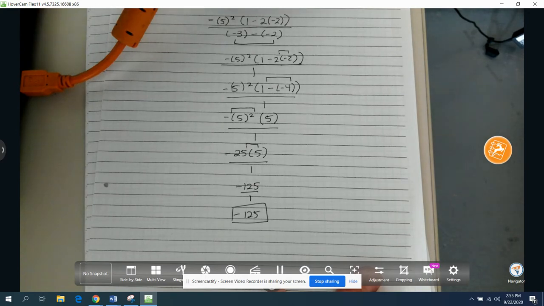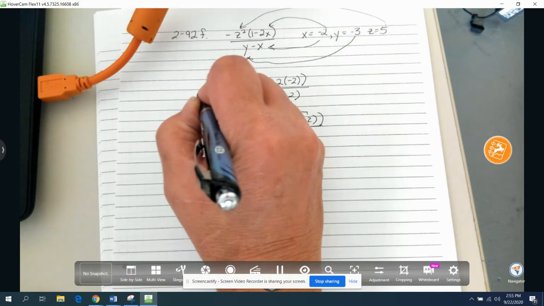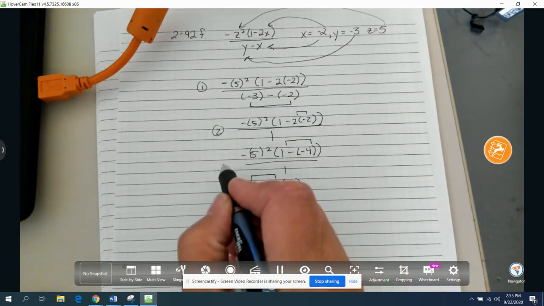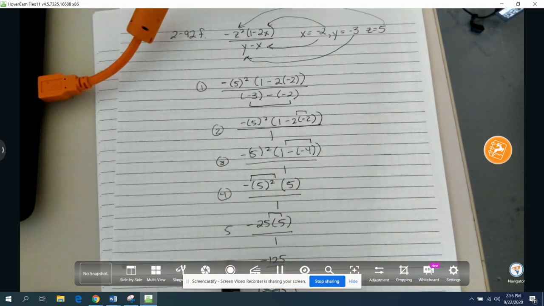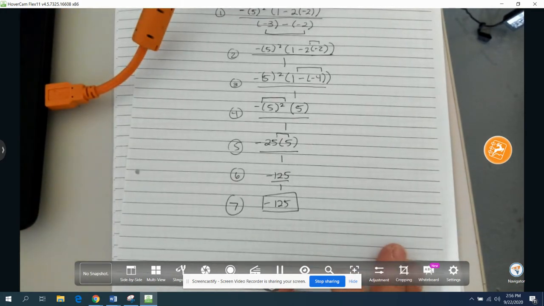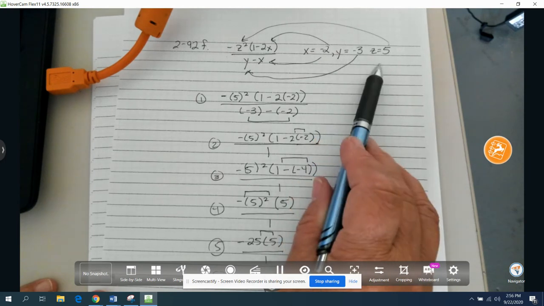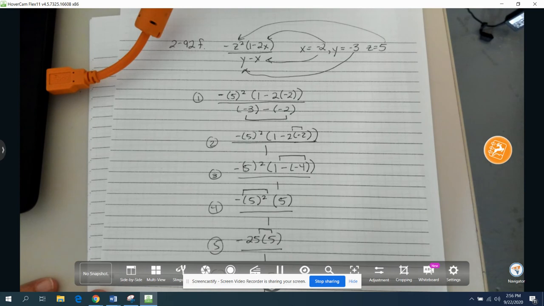Now notice, it wasn't that huge of a problem. But the first thing was I substituted. So that was my first step. And then I started to simplify. And really it took me 2, 3, 4, 5, 6, 7 steps before I was able to come up with the final simplification. So that's what it's saying: when I use these values of x, y, and z, this expression is worth negative 125. Okay. Make sure that you're showing your work neatly.